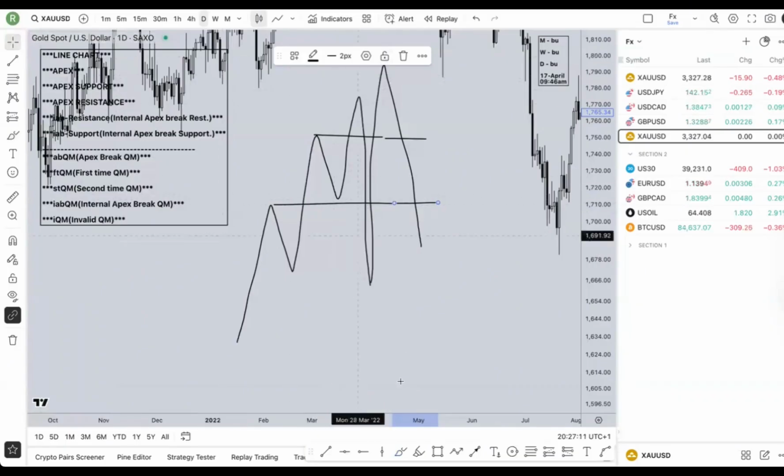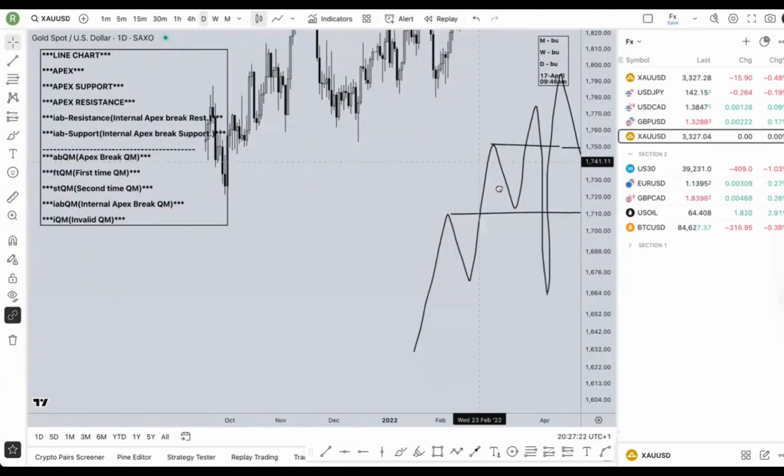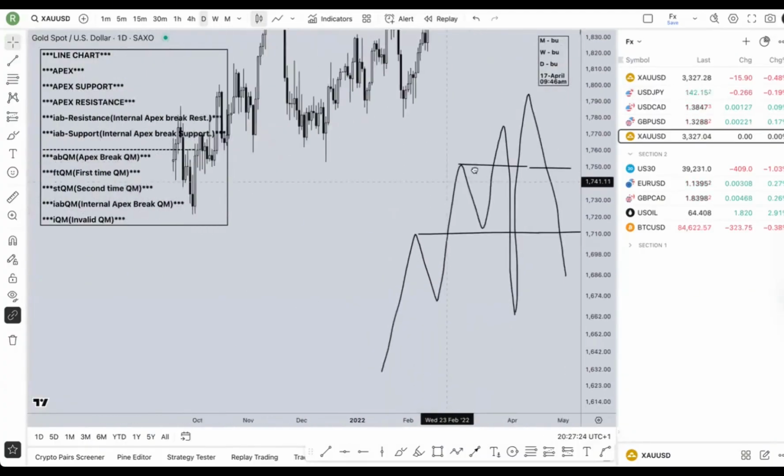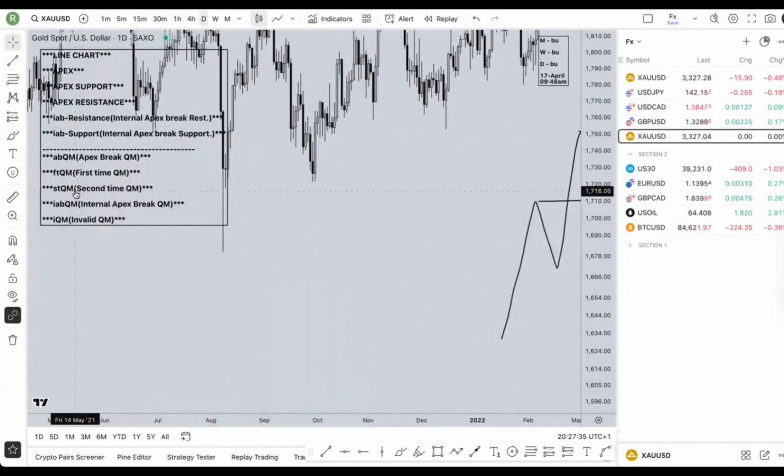The next one we are going to look into is the IABQM, internal apex break. Now we have this QM that is like this. I think I should leave this one for the next session, then just focus on these two and look for a way to identify them. I'll leave this one for the next session. After this, we'll record that session again. So I'll just leave these two for that. Then let's just finish these two.